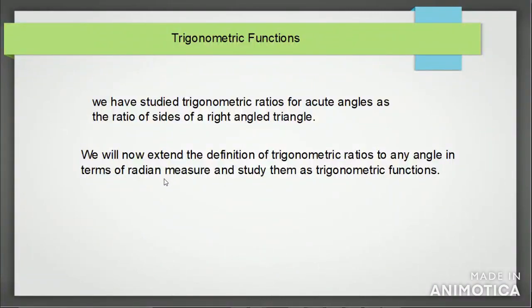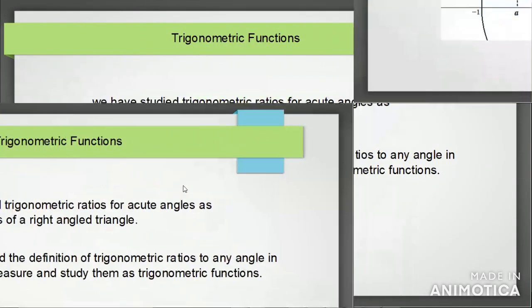When we define it as a trigonometric function, the angle should be taken as a radian measure, because for the function it should be a mapping from the real numbers to real numbers, and that's why the angle should be in radian measure.